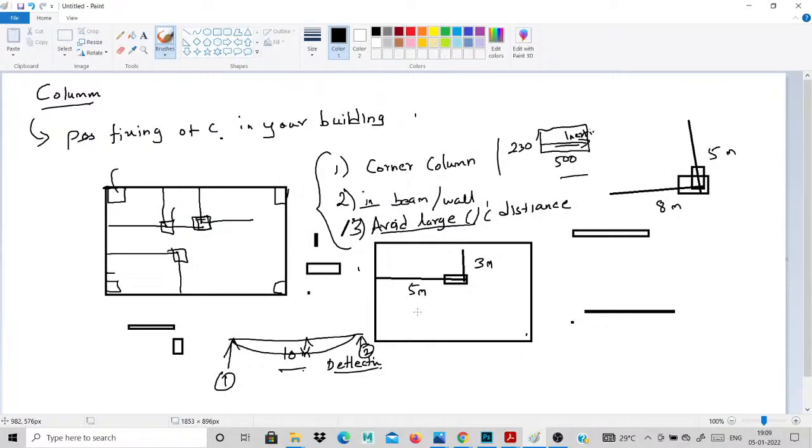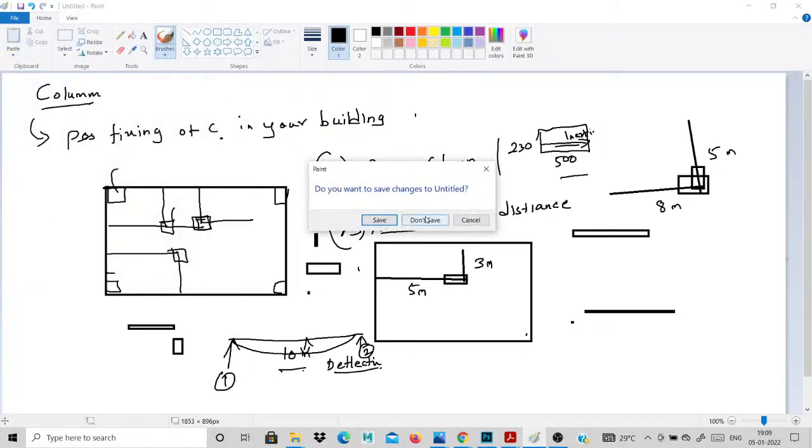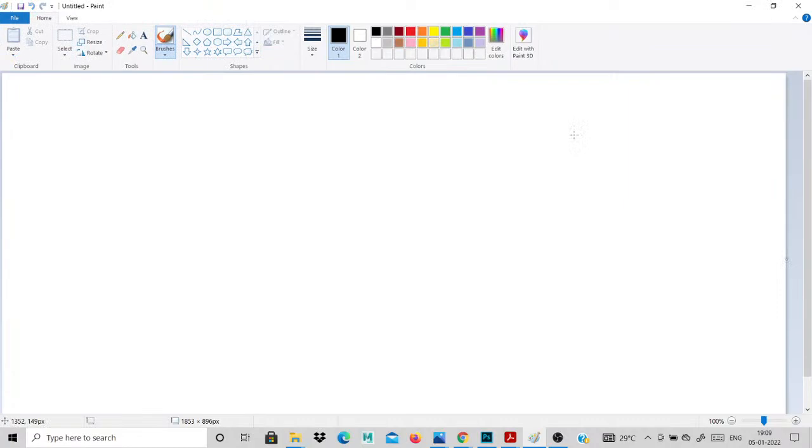When you are fixing the columns for your building, there are 4 main points. First, compulsorily you provide columns at the corners of your building. Compulsorily you provide them at the beam intersection areas, and avoid the large center to center distance. Then orient your column depth to the longer span side. This is the main point for orientation of your columns.